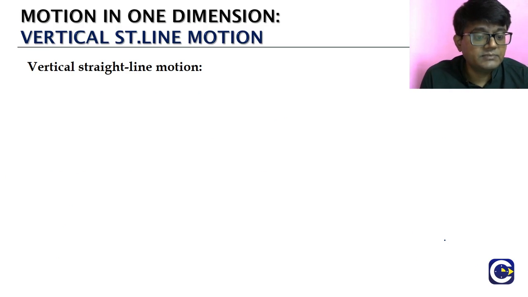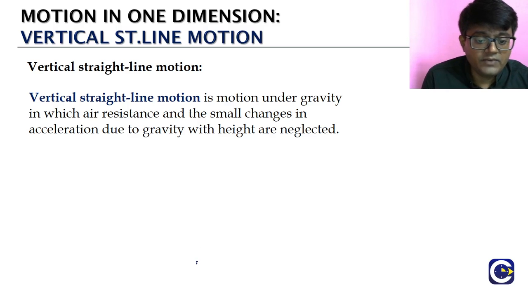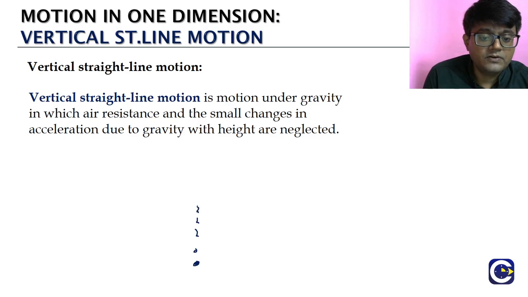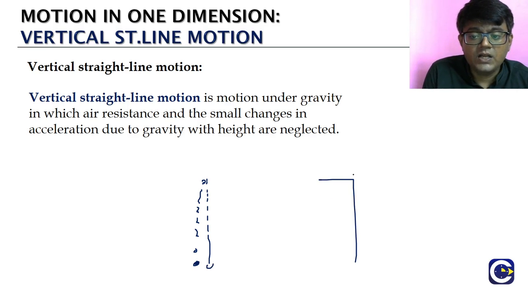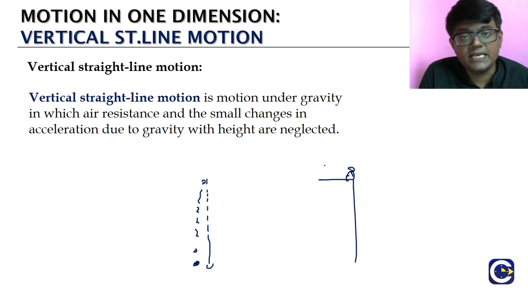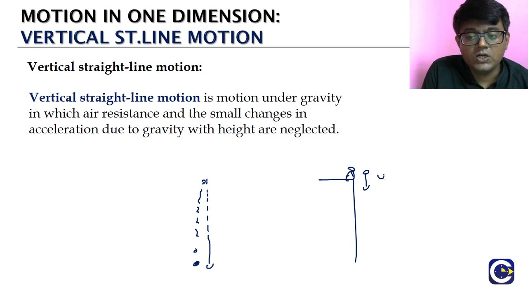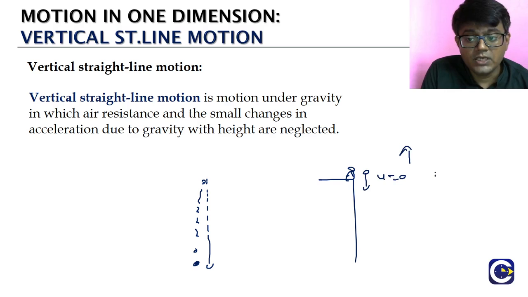The first assumption is that we consider the entire motion, whether we are throwing the object up from the surface of the earth, where it is going to go to the maximum height and then come down, or you are creating the vertical straight line motion from the top of the building. So top of the building, we have 3 cases, right? Either you simply drop it, or you throw it up from the top of the building only, or you throw it down. These are the three cases we have seen.